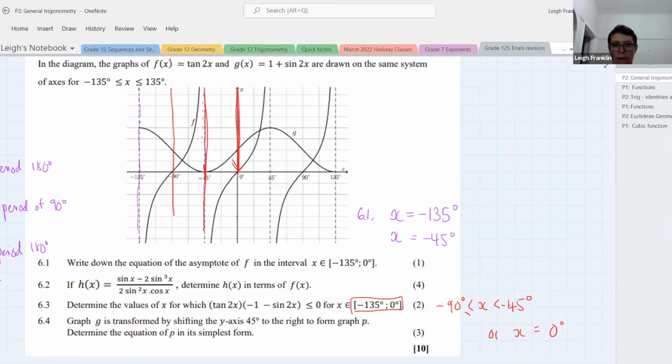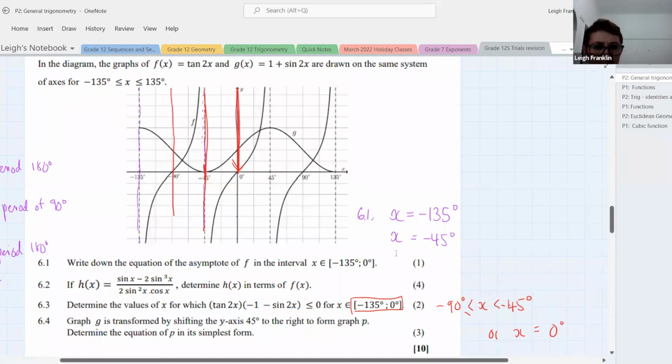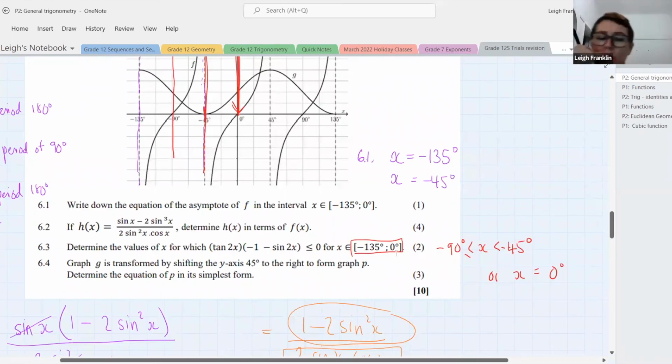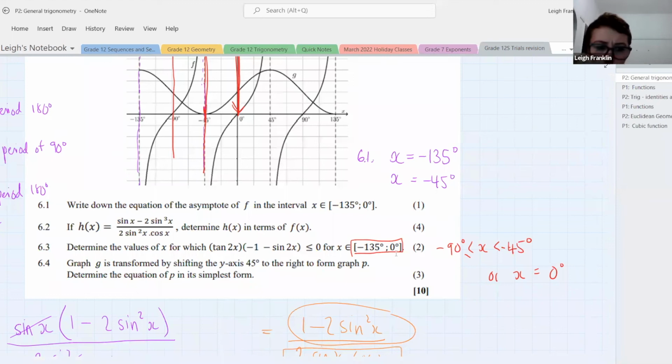Lee, why is it not equal to negative 45? Because the question said, where's the product either equal to 0? Yes, where's the product equal to 0? So we can include negative 45, can't we? Yes, at negative 45 the product is 0, isn't it? Yeah, okay, I agree. So we're going to include negative 45.